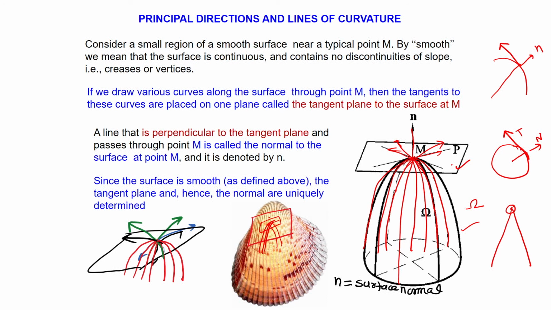So, it is not just normal, because each curve may have one tangent and normal, but over this plane there will be one normal. So, that is known as surface normal. Since the surface is smooth, and the tangent plane is defined, the normals are uniquely determined. There will be a single normal, not so many normals.